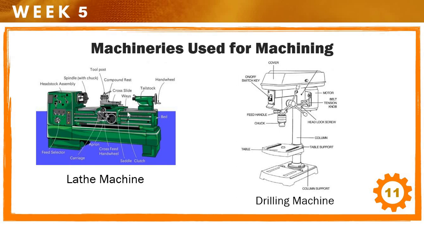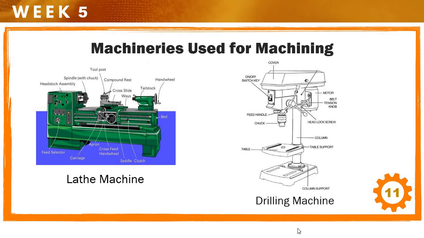The compound rest, which is part of the carriage, wherein you can select the different grip for the workpiece. The tool post. Here you can put or lay different tools. The spindle with chuck. Here you can put the workpiece so that it can be rotated in this part.